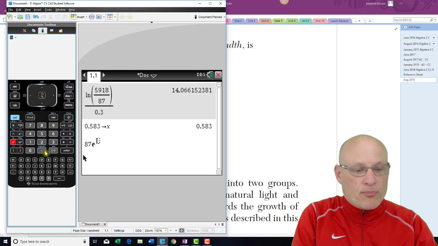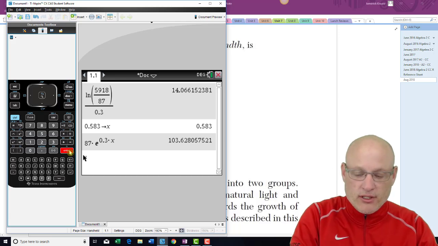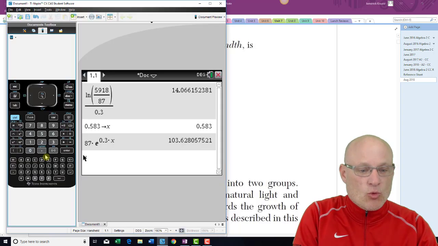87e to the 0.3x. Now, what I'm hoping for is 5,918. Ain't even close. So then I'm going to say, okay, what's the next answer? 1.945. I'm going to store that into x.